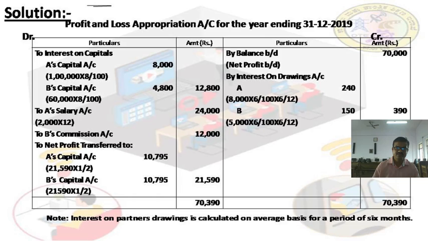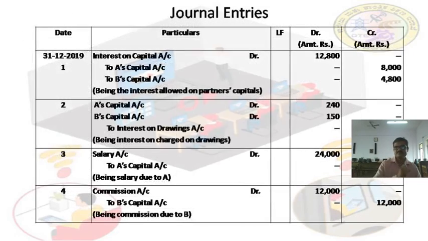In the same way, for the net profit of Mr. B, calculate 21,590 multiplied by 1 by 2. Again it is 10,795. So they are sharing profits equally. So write the amount 21,590. This is the way of preparation of profit and loss appropriation account. Please remember this very important note in this problem: interest on partners' drawings is calculated on average basis for a period of 6 months when the date of withdrawal is not given. Please remember.